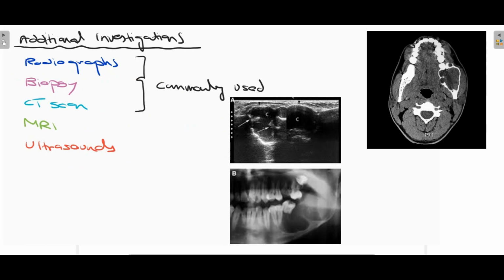Other than performing biopsy and radiographs, there are some more additional investigations which, although less commonly performed, can be used. These include CT scan, which is also helpful, but MRI and ultrasound are very less commonly used for patients suffering from ameloblastoma, because radiographs, biopsy and CT scan all give a proper and definitive diagnosis of whether a patient is suffering from ameloblastoma or not.